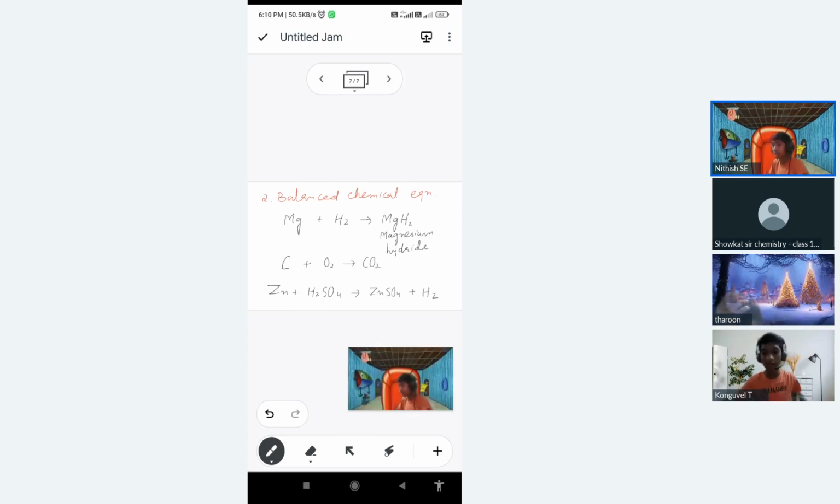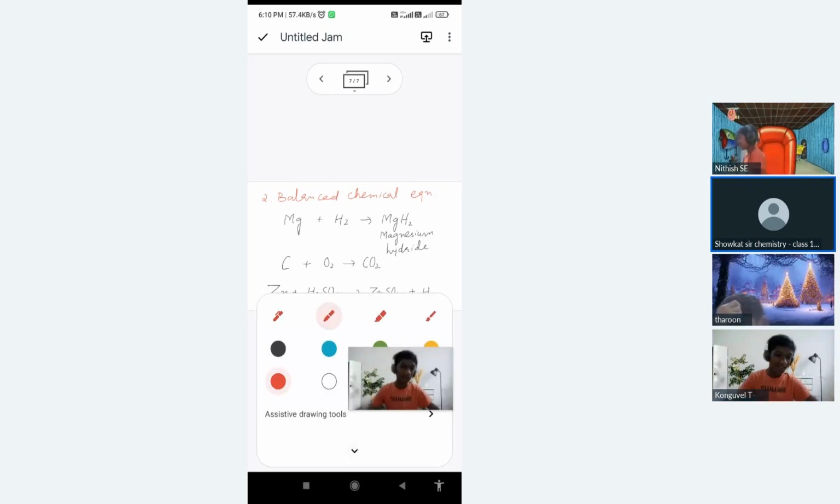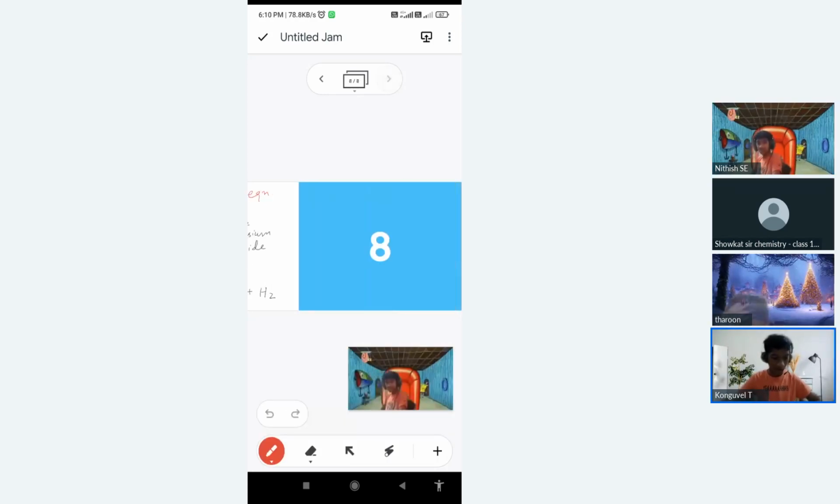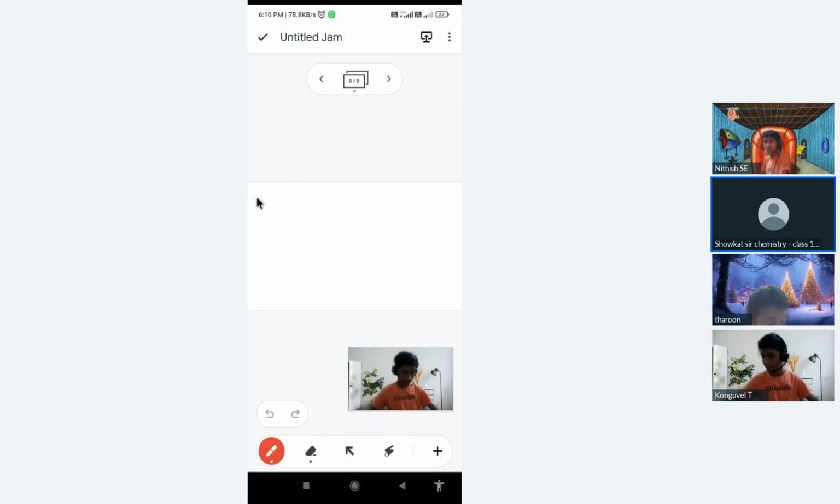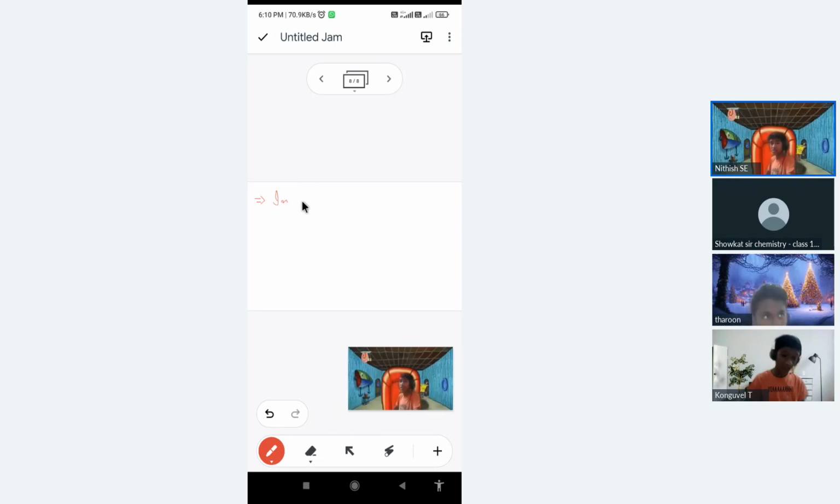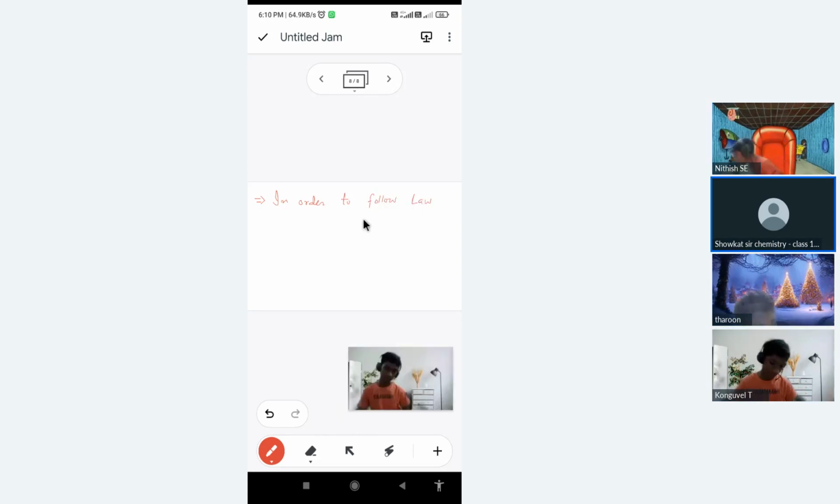Because mass cannot be created or destroyed. It is because of the law of conservation of mass. I forgot the name of the law. Conservation of matter. I will write it. In order to follow the law of conservation of mass, right? Yes, sir. So you will write that in order to follow the law of conservation of mass, we balance chemical equations.